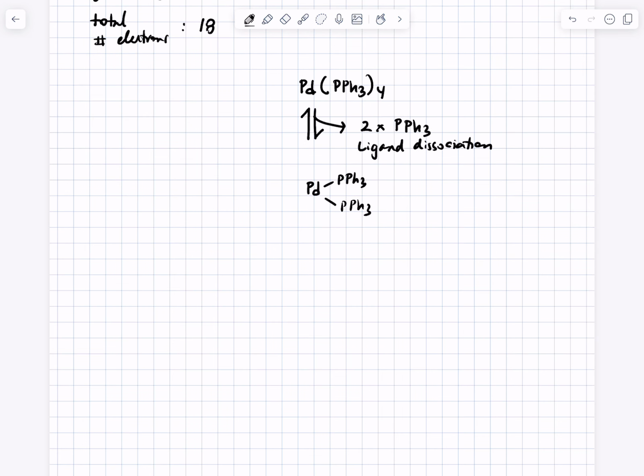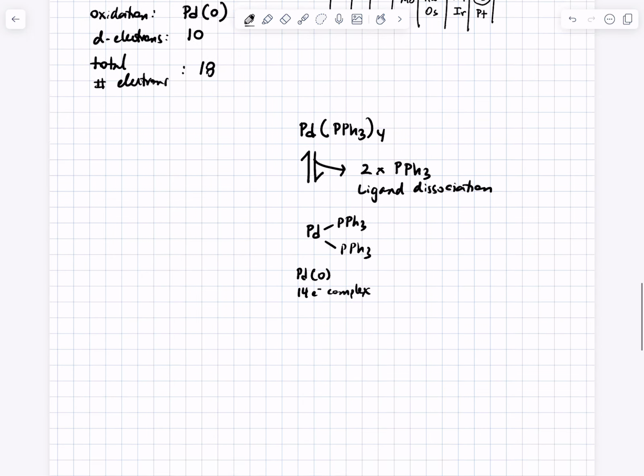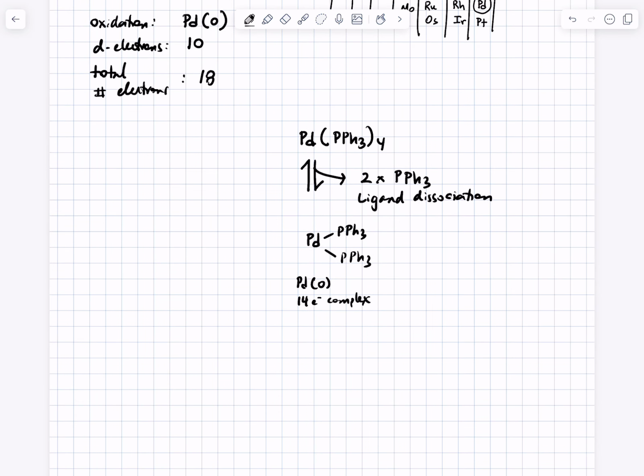Now, notice that the oxidation state of this complex, the complex is still neutral. It's still palladium 0, but now because we've lost 2 ligands, this is now a 14 electron complex. That means there is room for other stuff to bind. Okay? So enter in the aryl halide.